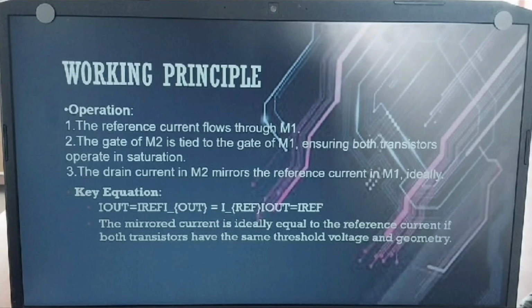The drain current in M2 mirrors the reference current in M1 ideally. So in M2 we have the drain current, and this drain current mirrors the reference current. So this is a key equation we've given here.